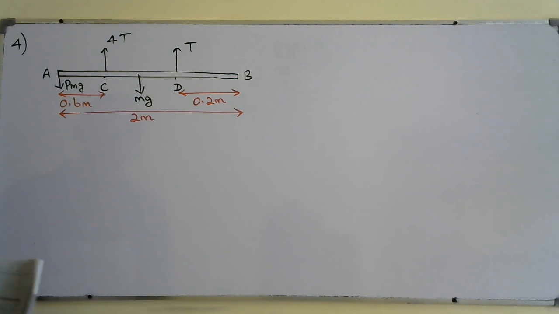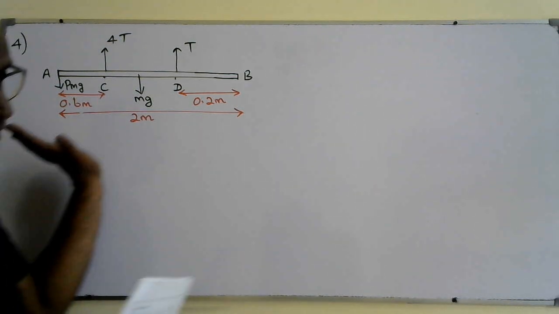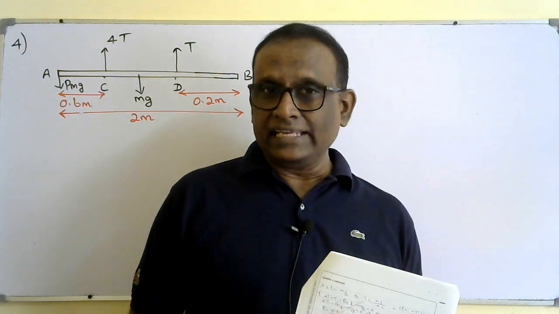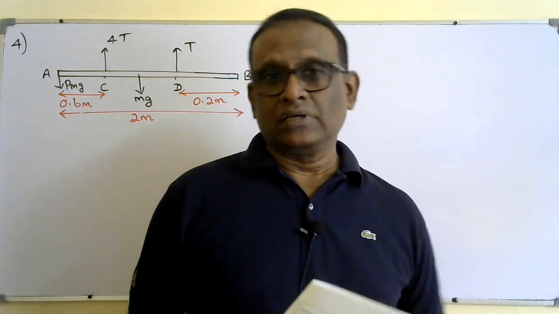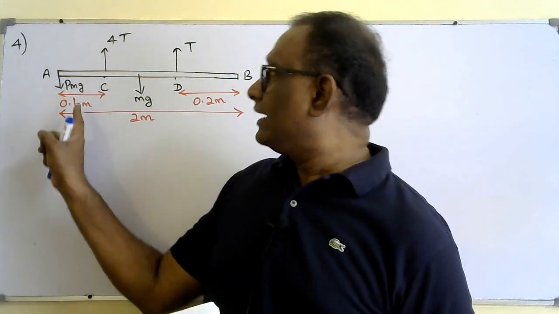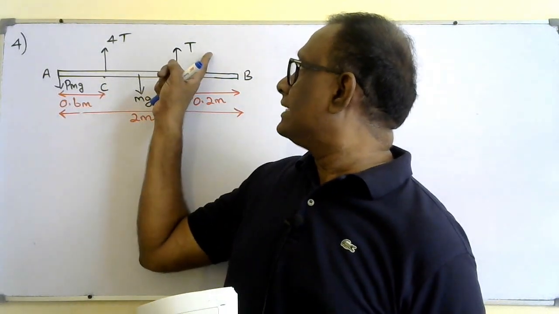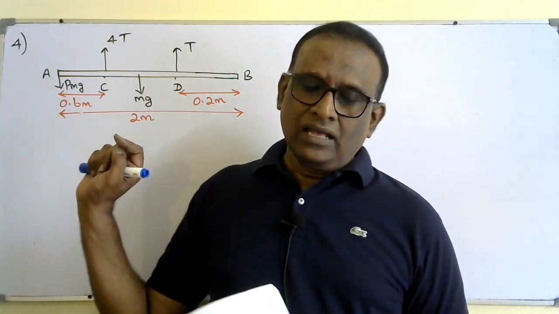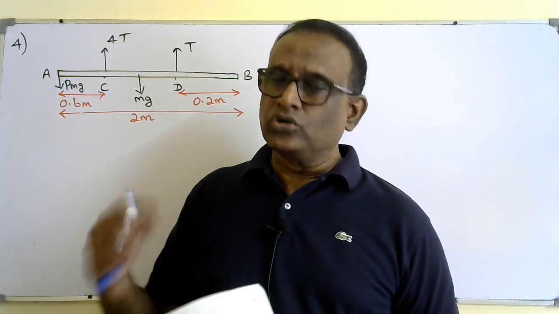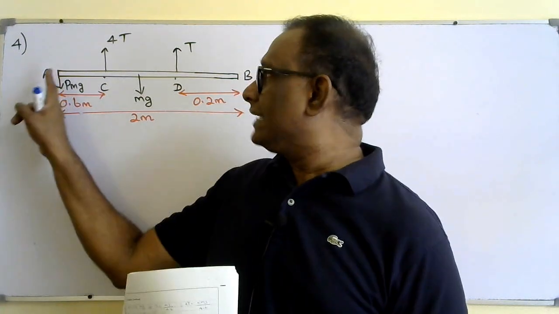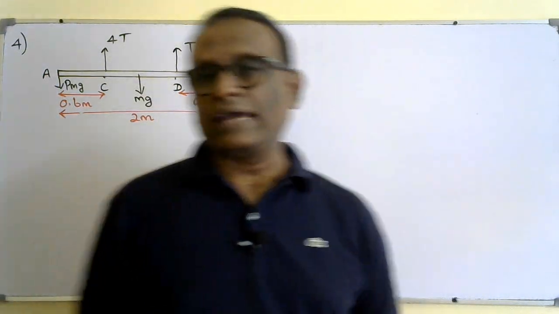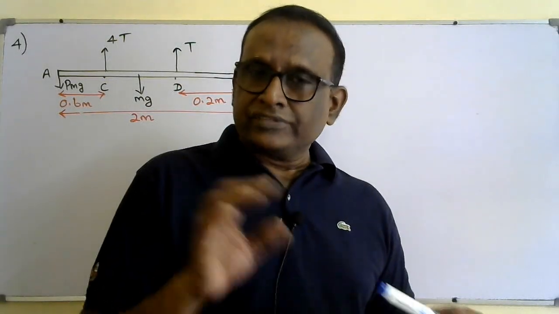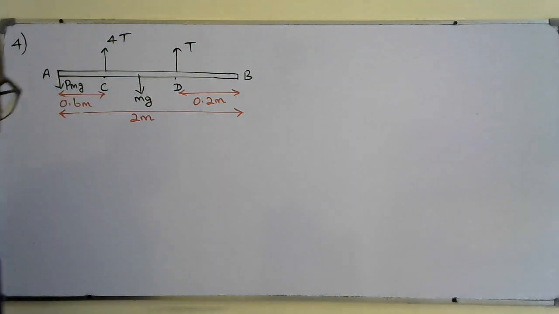If I want to reduce the unknowns in my equation, first I need to find T in terms of m, because P is an unknown. If I use the upward direction, 4T plus T is equal to the downward direction, pm plus mg, so again there will be P. So to reduce the unknowns, I take moment about A first. So I can get the value of T in terms of m.